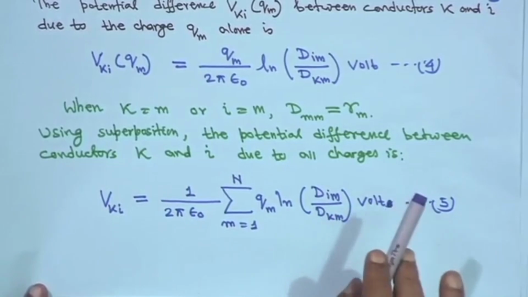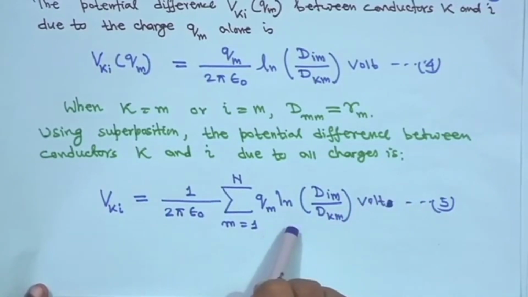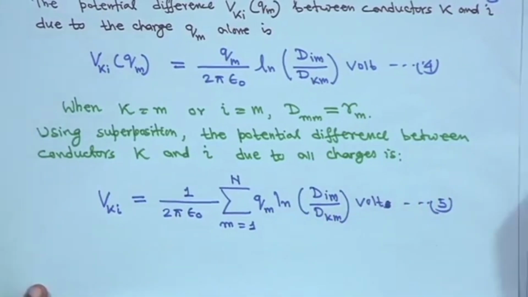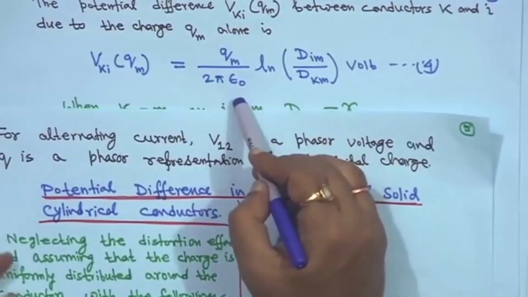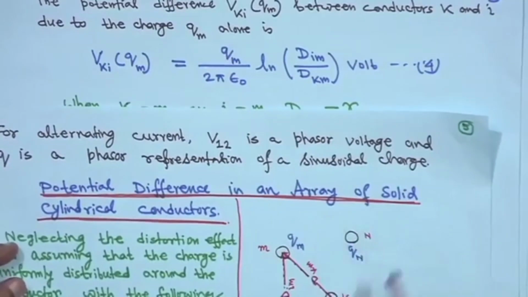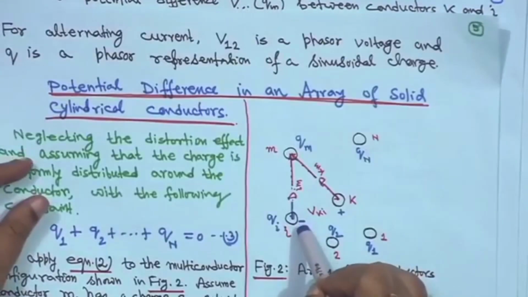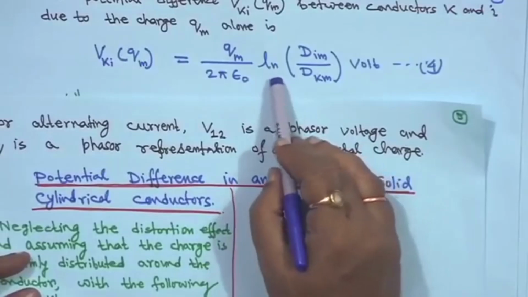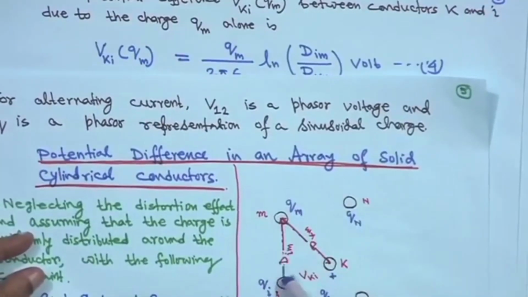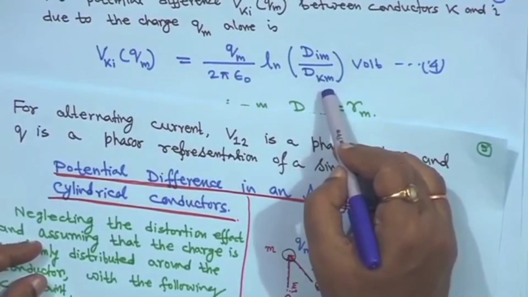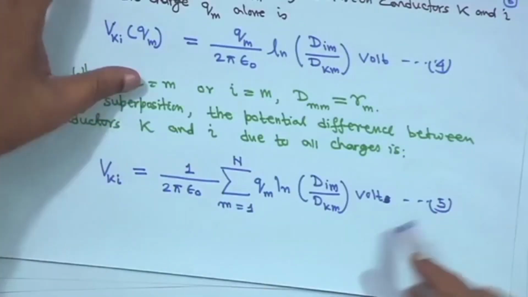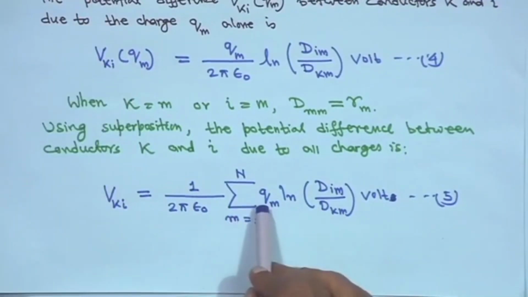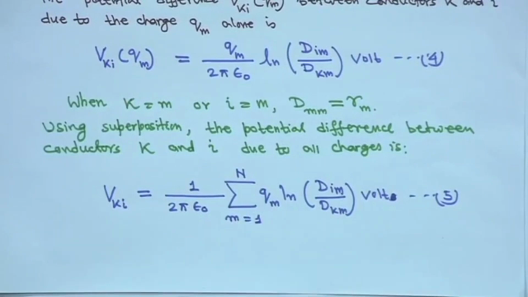So things are simple. This is the most general one, the potential difference from k to i, equal to q upon 2 pi epsilon 0 times the natural log of dim by dkm volt, with plus and minus polarity shown. So this formula is generalized here for n number of charges. So, thank you.